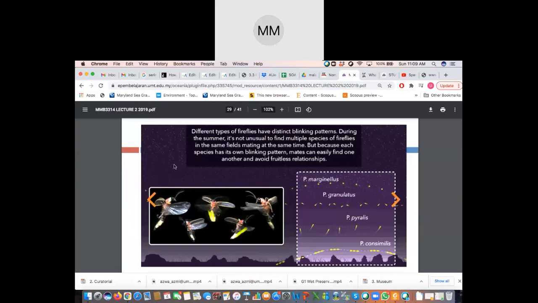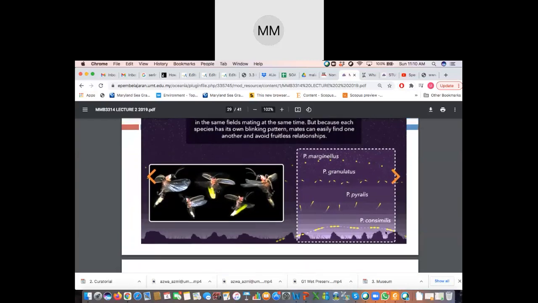So in the case of these fireflies, different types of fireflies have distinct blinking patterns. During summer, it's not unusual to find multiple species of fireflies in the same fields mating at the same time. However, because each species has its own blinking pattern, mates can easily find one another and avoid fruitless relationships. So there you go. Just because of a difference in the blinking pattern, they're able to form their own species.